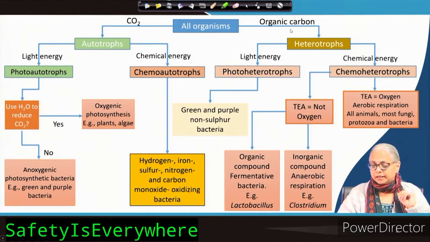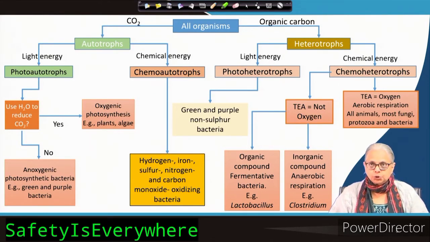Here we come to organic carbon. So here we have the heterotrophs. Again, the heterotrophs have two choices: light energy or chemical energy. If they are using light, then they are photoheterotrophs. If they are using chemical energy, they are chemoheterotrophs. The best known groups of bacteria that are capable of being photoheterotrophs are green and purple non-sulfur bacteria. We will go into some detail in subsequent topics.